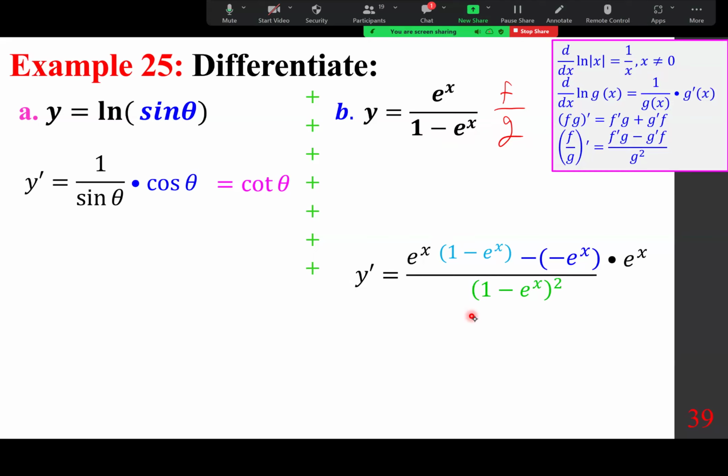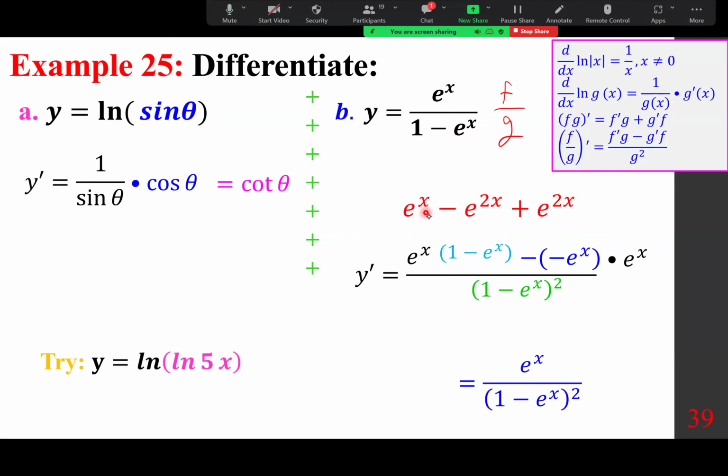Now it's just a matter of simplification of the numerator. So this is e to the power of x. When you multiply these two, you get minus e to the power of 2x. When you multiply these two, you get plus e to the power of 2x. I hope you recognize e to the power of x times e to the power of x: you add up the x and x, you get 2x. These two are opposite. So you're left with e to the power of x.